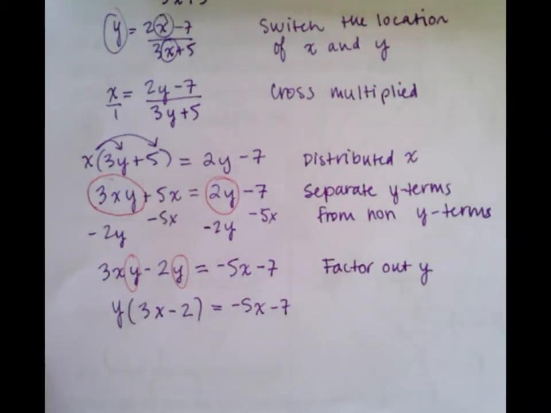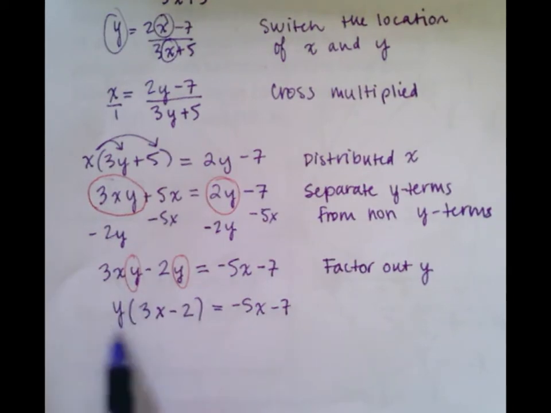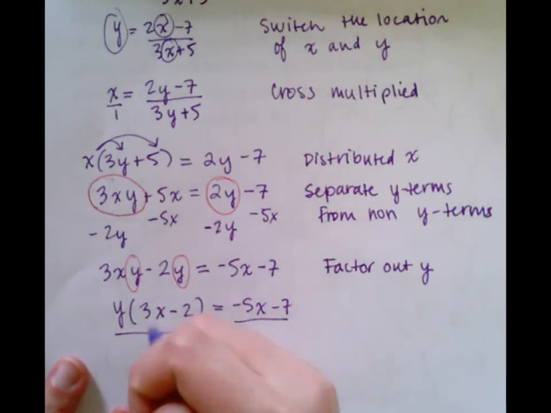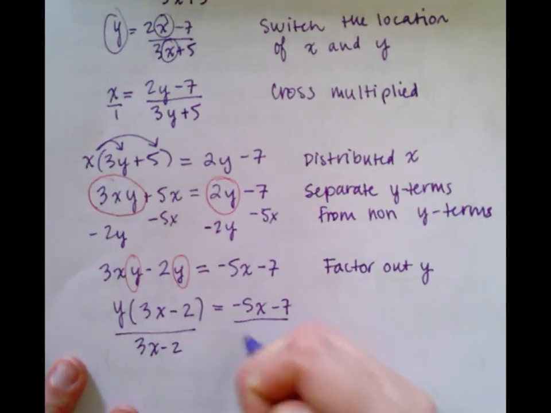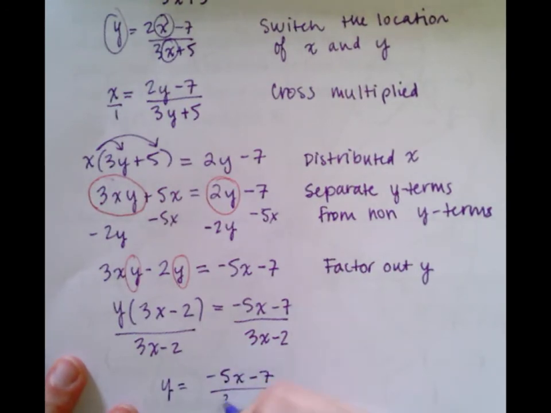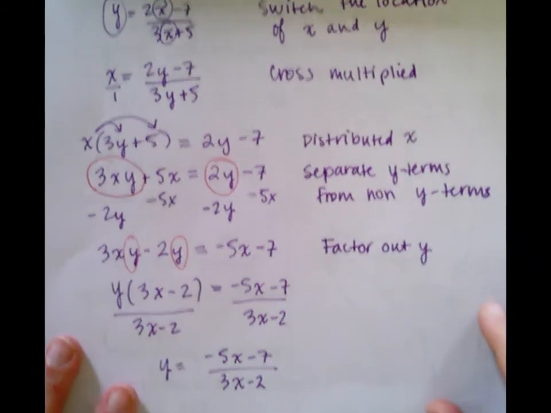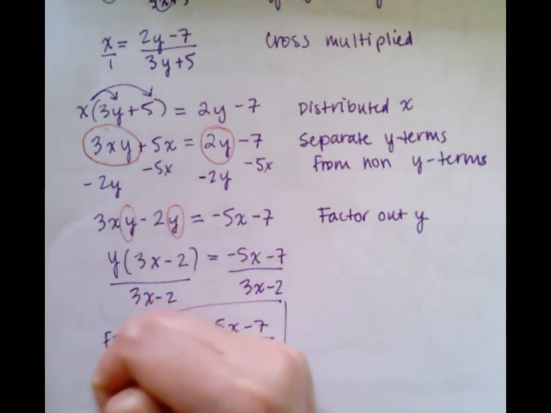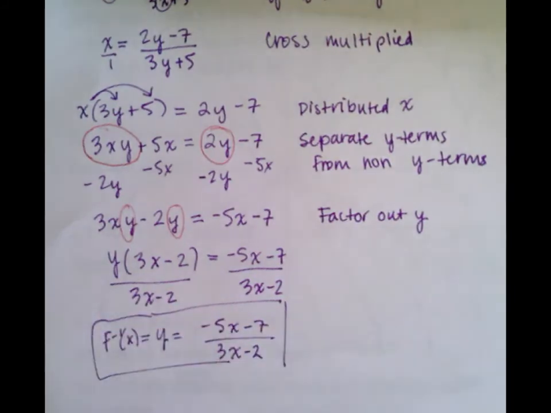Okay, now we're almost done because if you think about it, by factoring out that y, I'm left with just one y that's multiplied by this binomial 3x minus 2. So to get y by itself, I would want to divide both sides by 3x minus 2. And I get y is equal to negative 5x minus 7 over 3x minus 2. And that would be my f inverse of x.